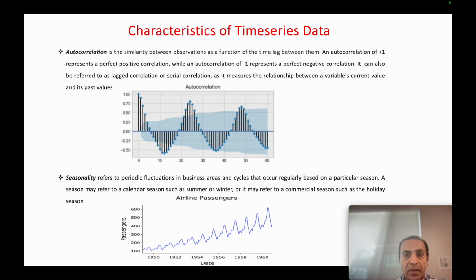Then another important characteristic of time series data is seasonality, which refers to periodic fluctuations in business areas and cycles that occur regularly based on a particular season. A season may refer to a calendar season, such as summer or winter, or it may refer to a commercial season, such as the holiday season. So it shows the airline passengers from 1950 to 1960 with seasonality, especially during the holiday time. Airline passengers increased during that time.